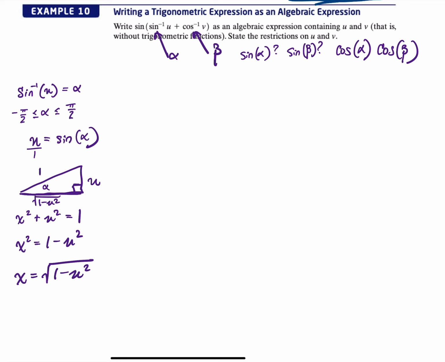So then let's list out our sine and cosine. We can say the sine of alpha equals u, and the cosine of alpha is adjacent over hypotenuse. It'll just be the square root of 1 minus u squared over 1 technically. So that's our first piece that we need.